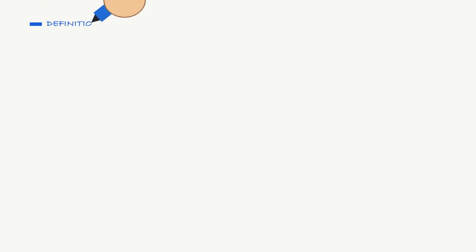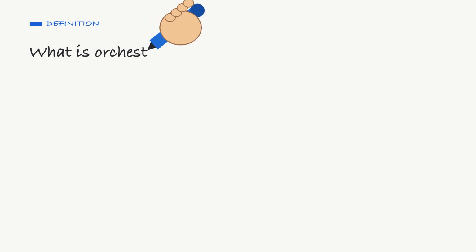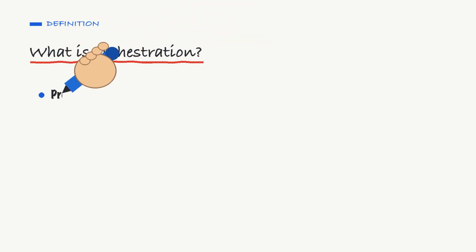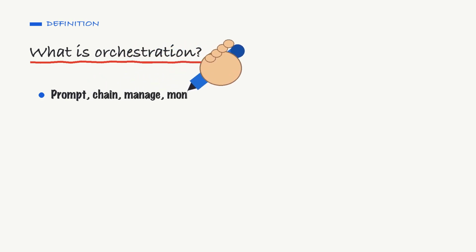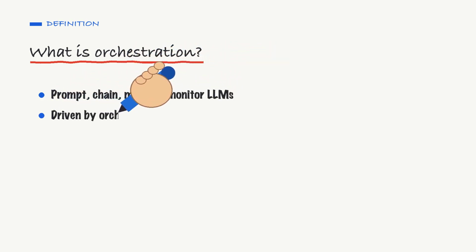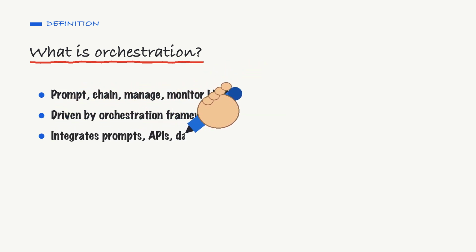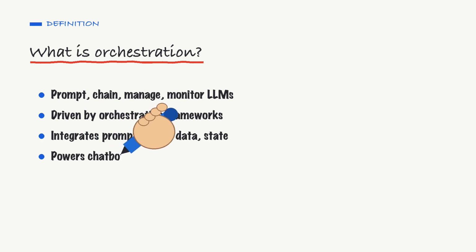So what is LLM orchestration? In one line, it helps you prompt, chain, manage, and monitor large language models. It's driven by orchestration frameworks, comprehensive tools that streamline building LLM-powered apps by integrating prompt engineering, API interaction, data retrieval, and state management across conversations.